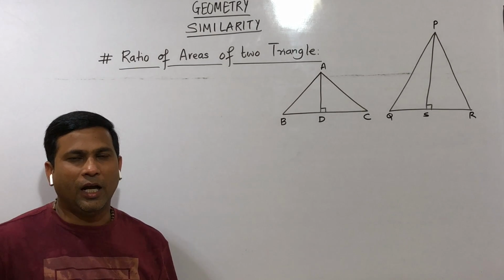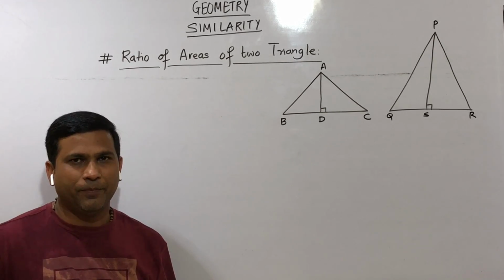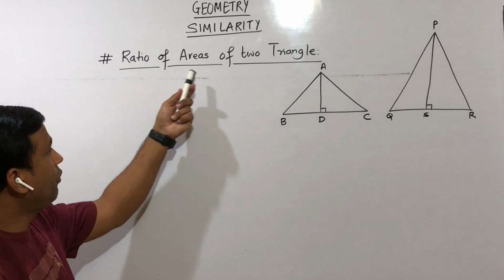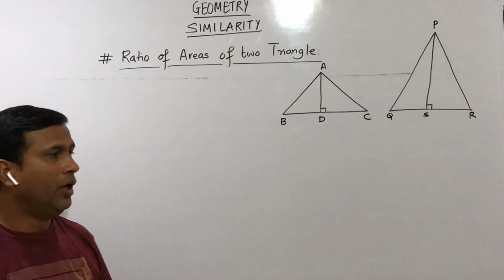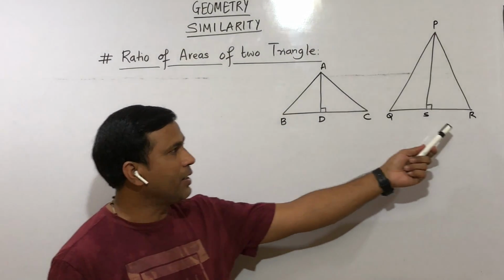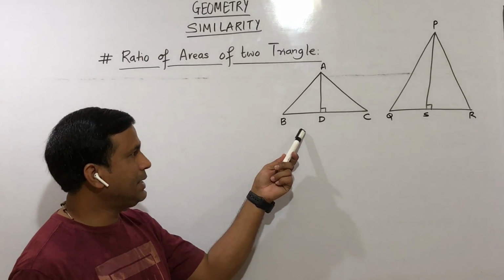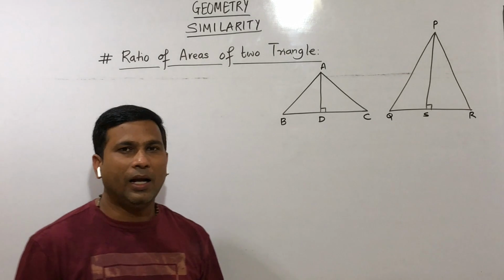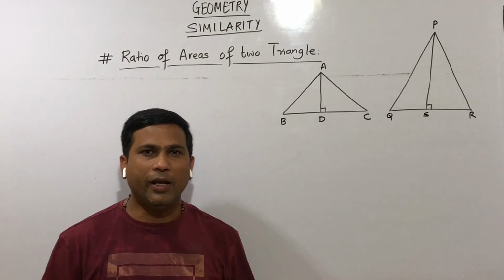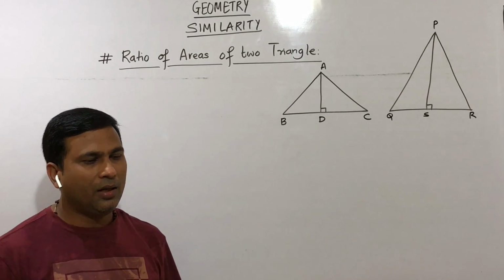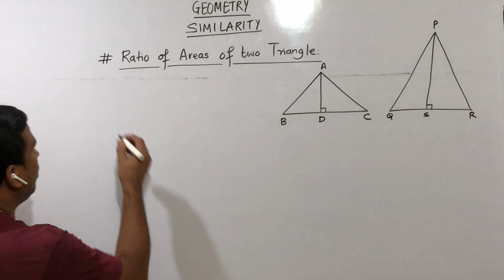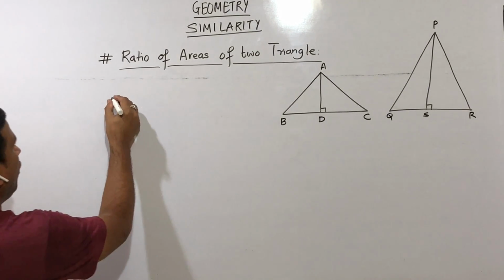Students, today I will be starting with similarity from geometry. First we will see the ratio of areas of two triangles. If you observe, these are two triangles with base and height. As you are aware, the area of a triangle is half into base into height. So I can write this in the ratio form.